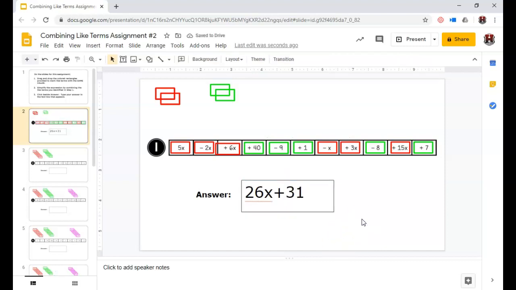So that's how you're going to interact with your assignment today and how you are going to answer your questions. So I wanted you to see that. If you have any questions about what like terms are or about how to combine those, then please let me know.